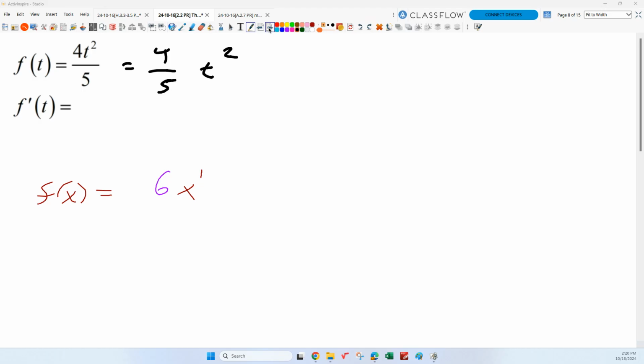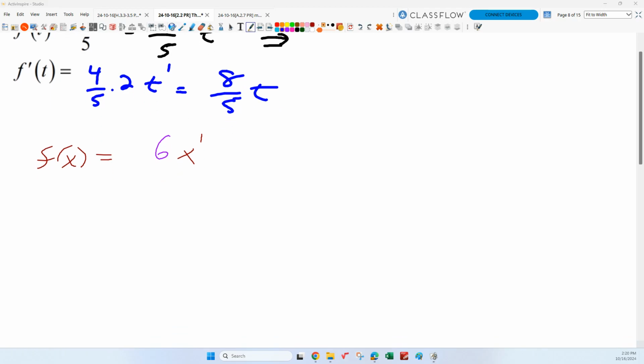So this is just equal to f prime of t, right here I guess, would just equal 4/5 times 2t to the 1, which is just 8/5 t. So how do you think about that? You just leave the 5 on the bottom, you multiply the 2 times the numerator, and you get the coefficient 8/5, right? Give me thumbs. How are we doing on this? Okay.